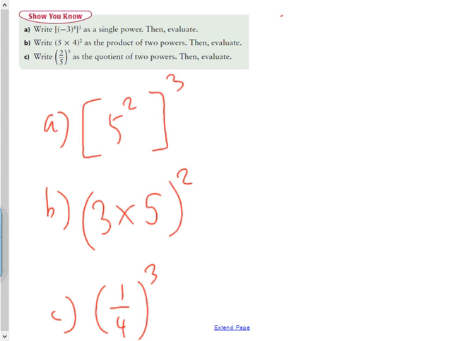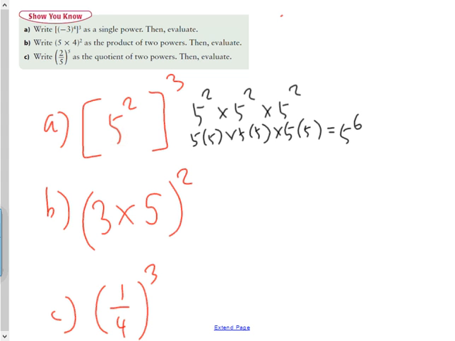Now, if I think about what this looks like in repeated multiplication, it would be 5 squared multiplied by itself 3 times, or 5 times 5 times 5 times 5 times 5 times 5, which is really 5 multiplied by itself 6 times. So my answer is going to be 5 to the 6, but I could have made it much easier than doing that.